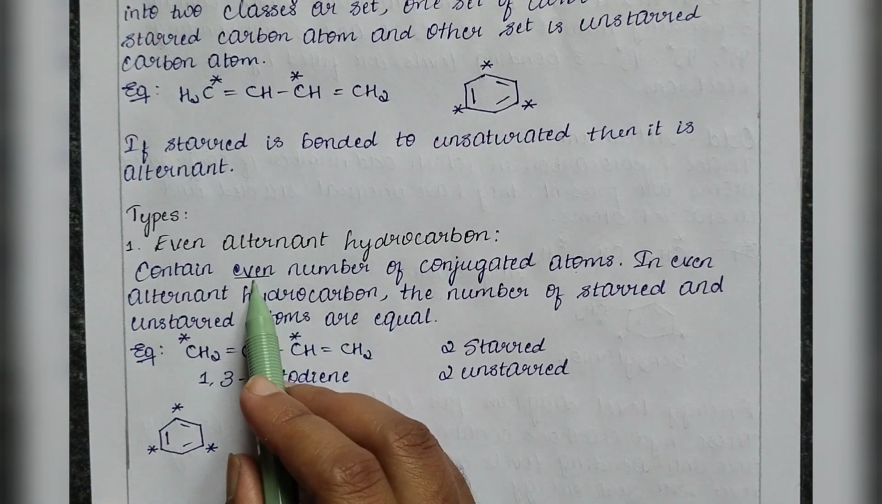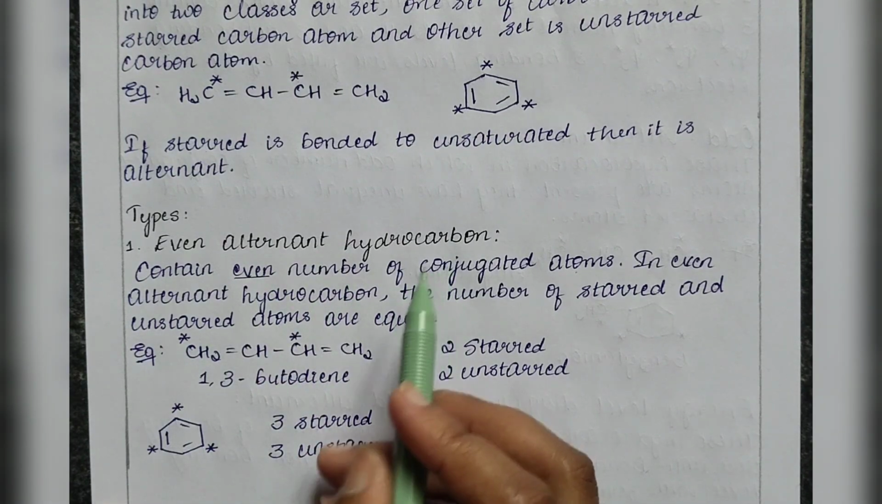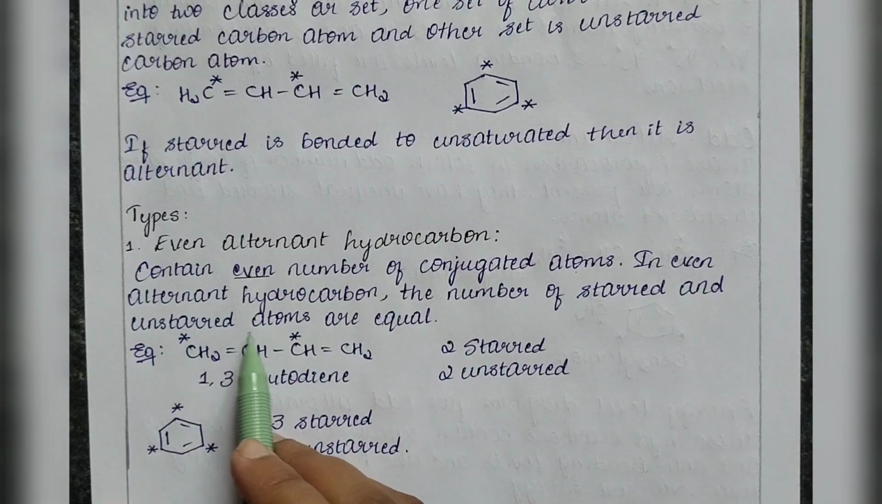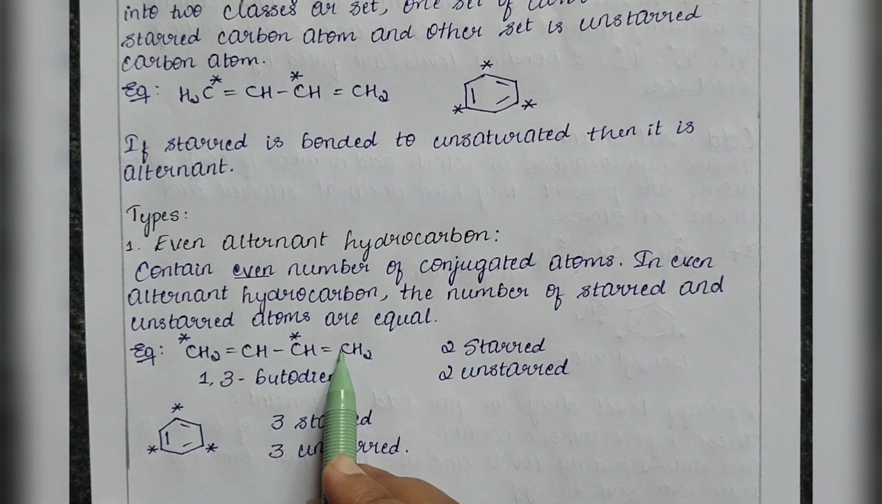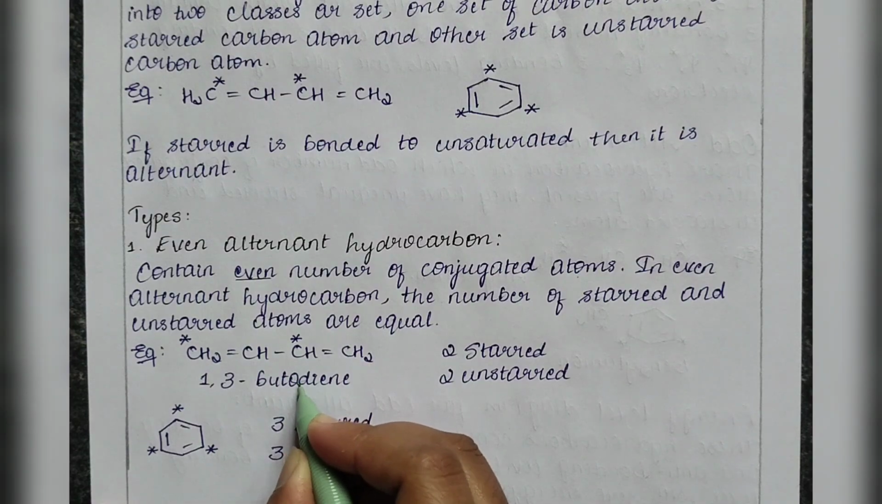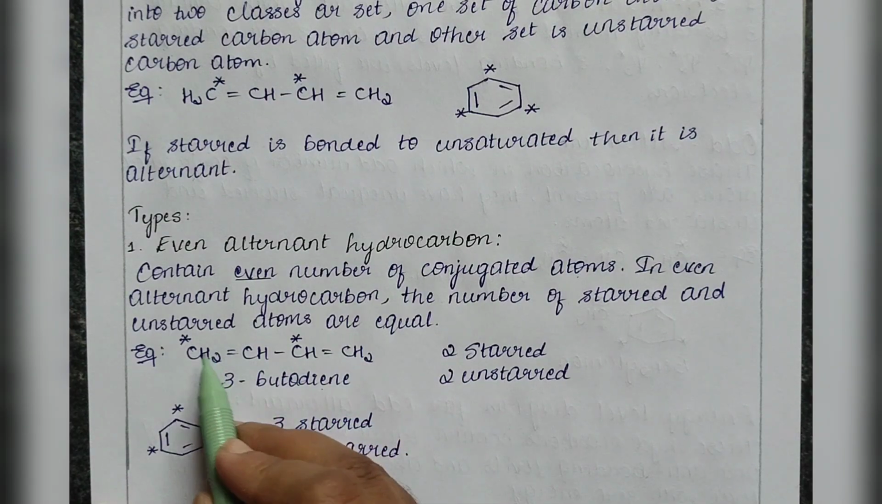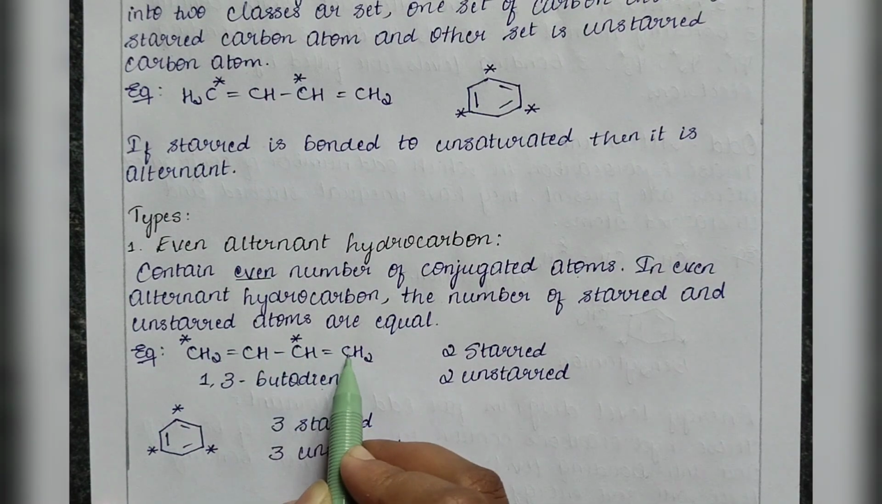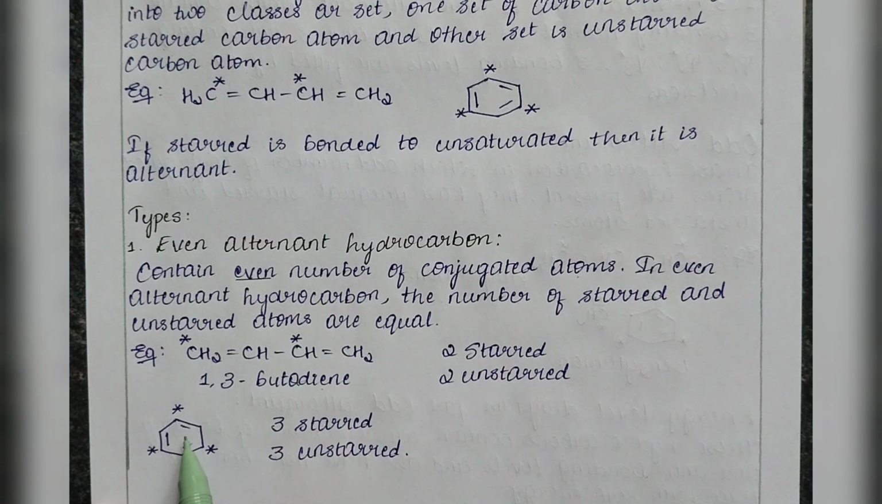Since we are considering the even number of conjugation, the number of starred and unstarred carbon atoms will be equal. For example, in 1,3-butadiene we can see there are two starred and two unstarred carbon atoms. And also in benzene there are three starred and three unstarred alternate carbon atoms, and thus they come under even alternate hydrocarbons.